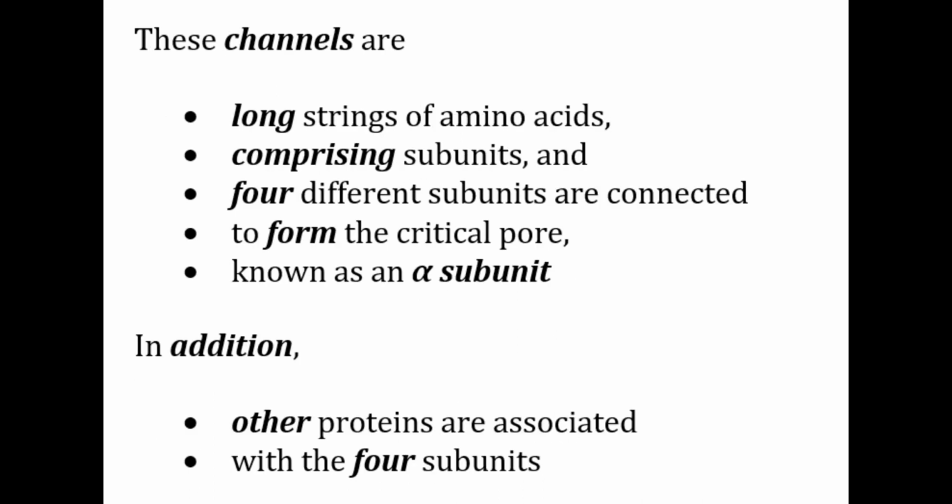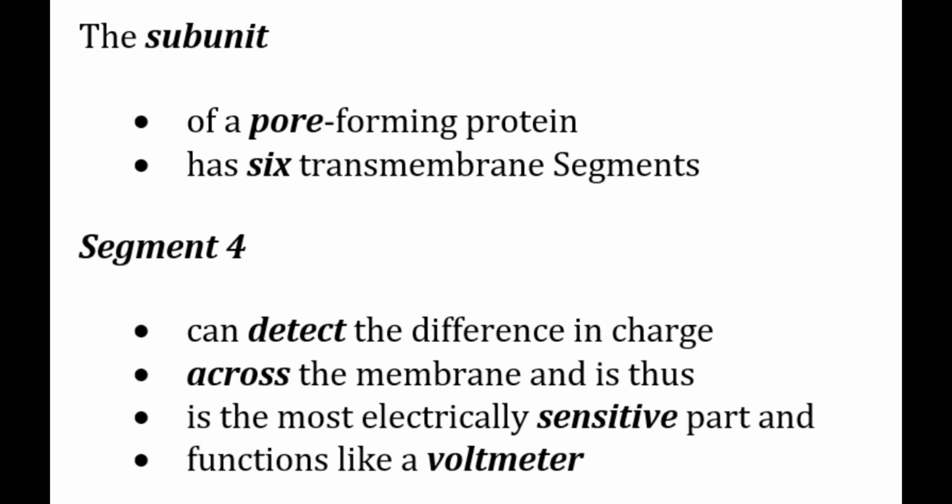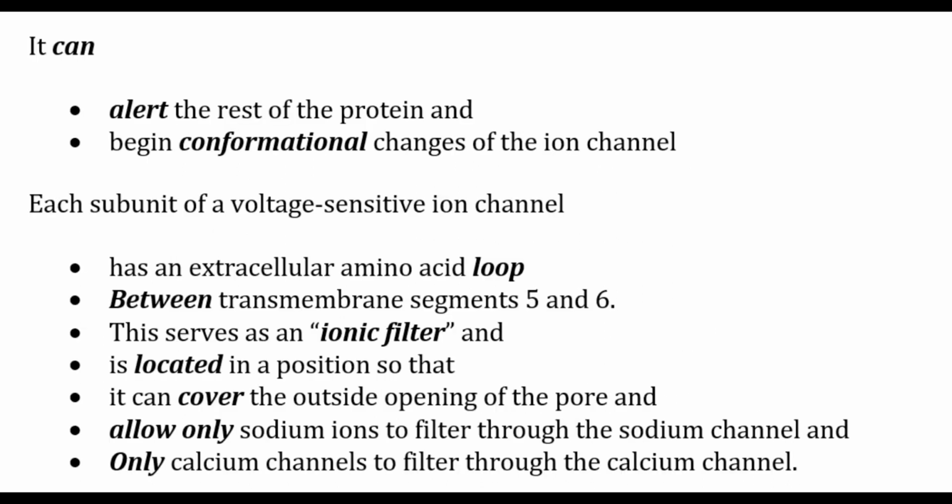These channels are long strings of amino acids comprising subunits, and 4 of these different subunits are connected to form a critical pore known as an alpha subunit. In addition to these, other proteins are also associated with the 4 subunits. The subunit of a pore forming protein has 6 transmembrane segments. Of these, segment 4 can detect the difference in charge across the membrane and is the most electrically sensitive part and functions like a voltmeter. It can thus alert the rest of the protein and begin conformational changes of the ion channel.